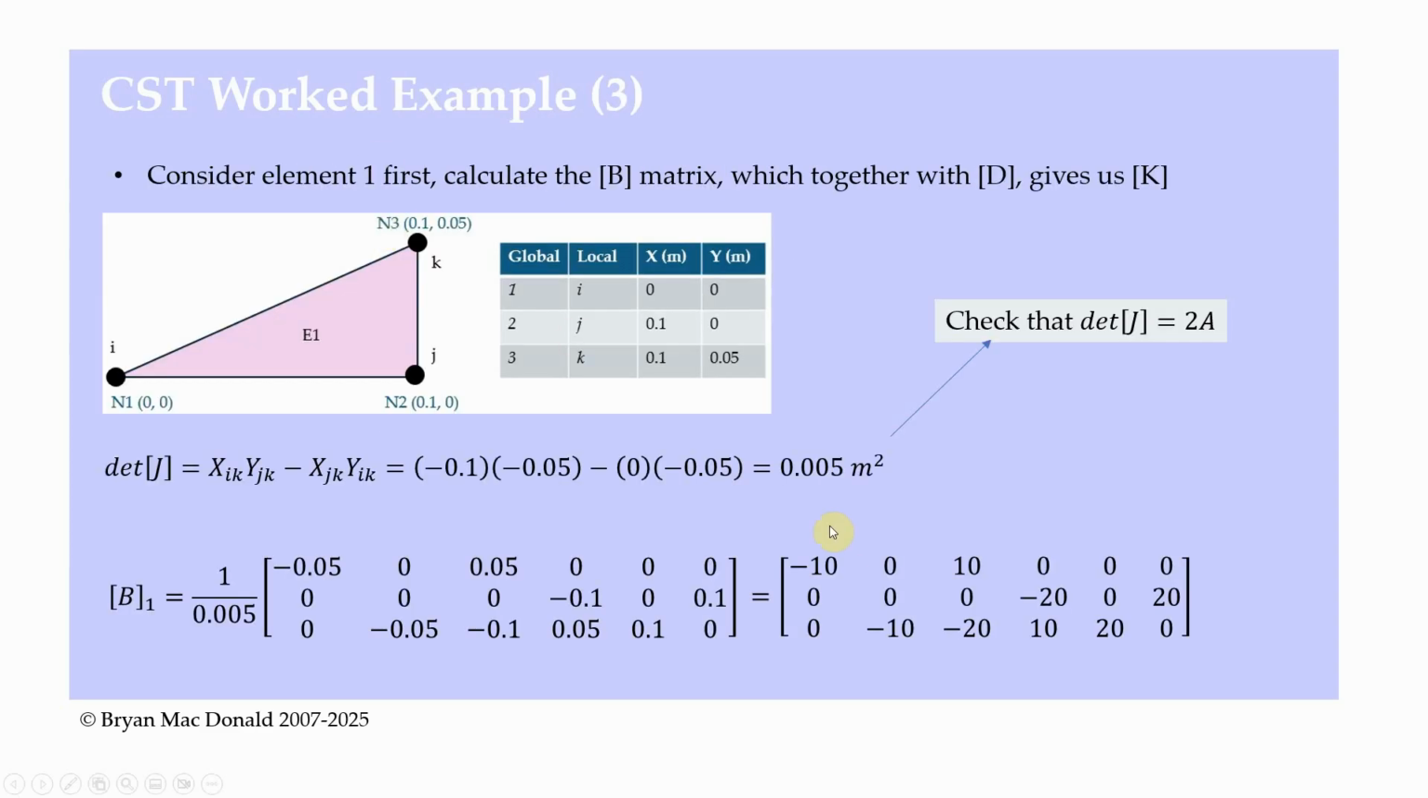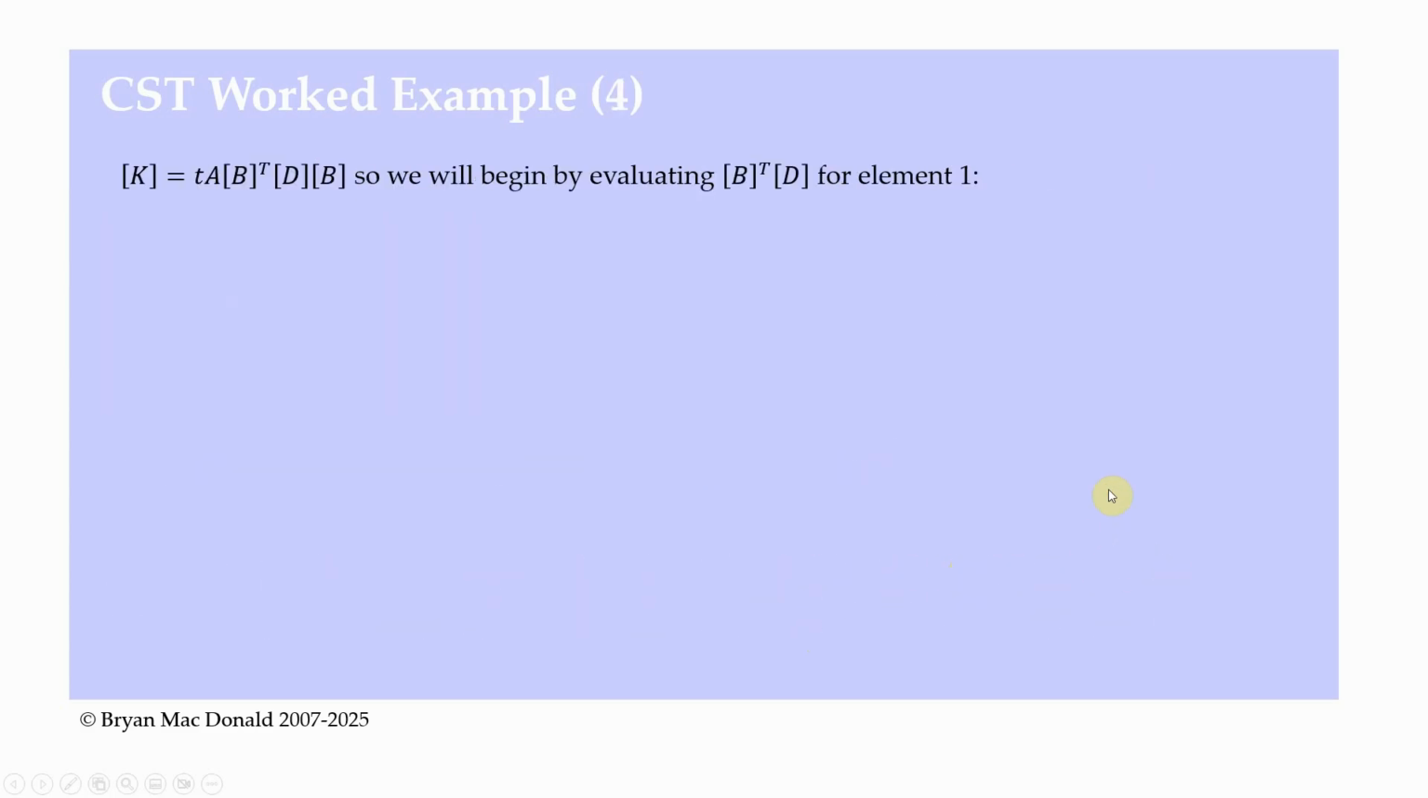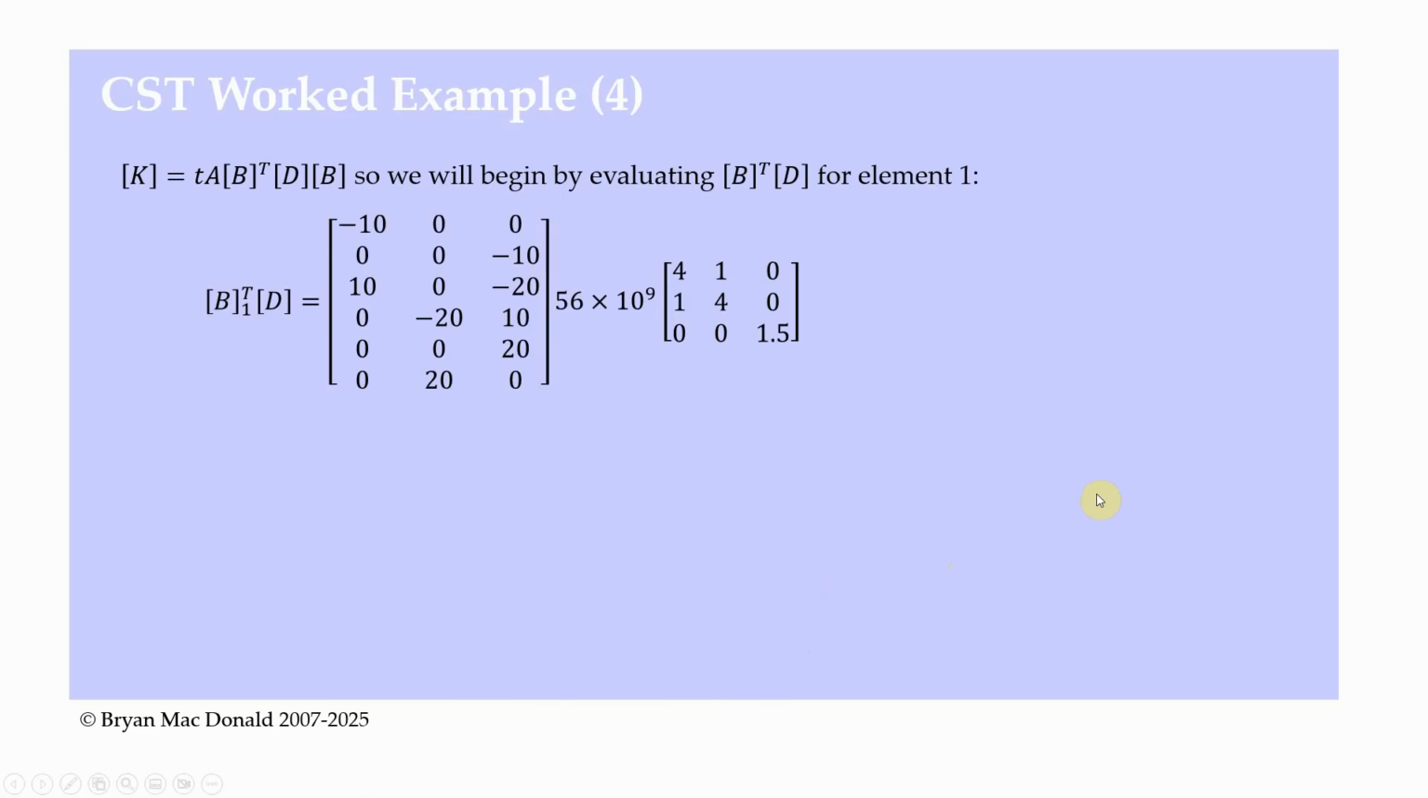So B is a 6 by 3 matrix. Okay, sorry, it's a 3 by 6 matrix. It's got 3 rows and 6 columns. Okay, so my first column here, minus 10, 0, 10, 0, 0. In the transpose, I change it around, so it's a 6 by 3. And there's my first row turned into the first column, second row turned into the second column, and so on.